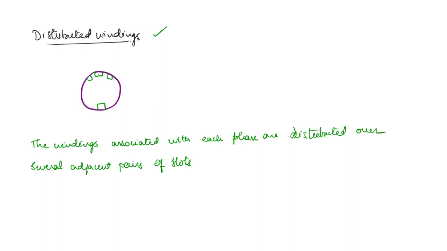If one side of the coil is here, the other side is going to be here, okay? Now, if let us say the coils of a certain phase are distributed over these 3 slots, okay? Then the other side of it will be here. So this coil is going to come here and this coil is going to come here, the other side. So that is why we are talking about adjacent pairs of slots.